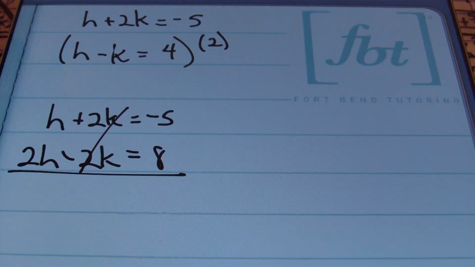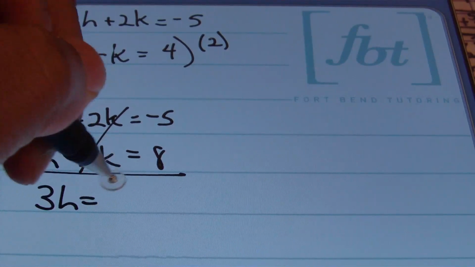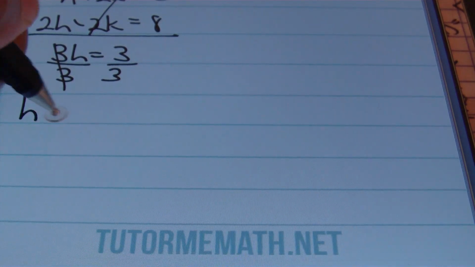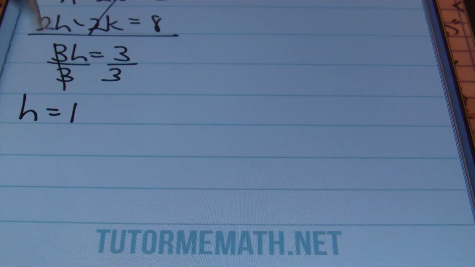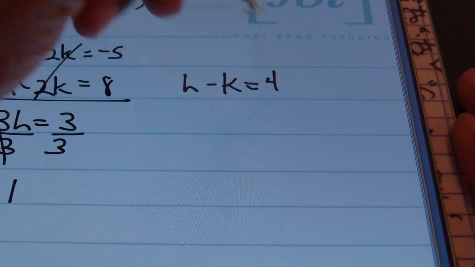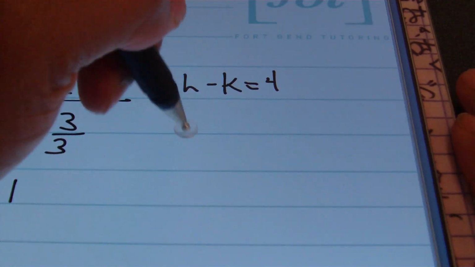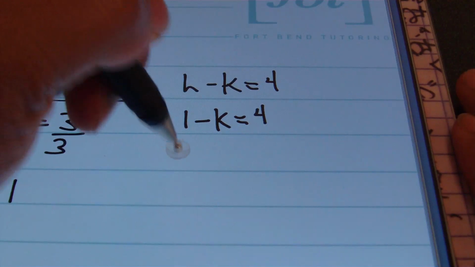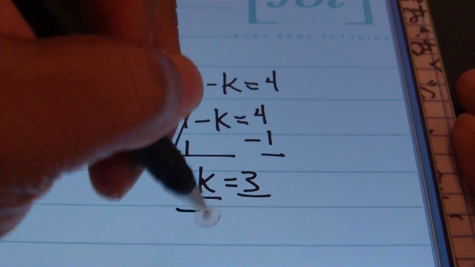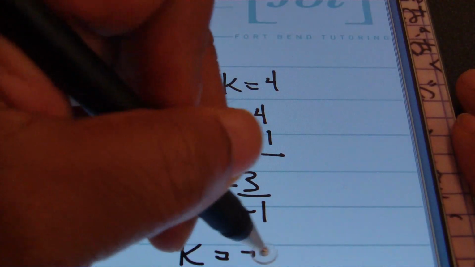We know that our k's will cancel out. I'll end up with 3h equals positive 3. Divide both sides by 3, and we'll simplify this to find out that h equals positive 1. That's our h value from our equation of the circle. Now to find out what our k value is, we can plug into one of the previous equations. For instance, I can take the equation h minus k equals 4 and plug in 1 for h. So plugging in 1 for h, I'll have 1 minus k equals 4, and then subtracting 1 from both sides, you'll have negative k equals positive 3, and then dividing both sides by negative 1, we find that our k value is negative 3.